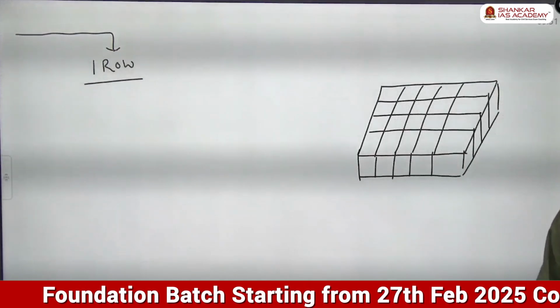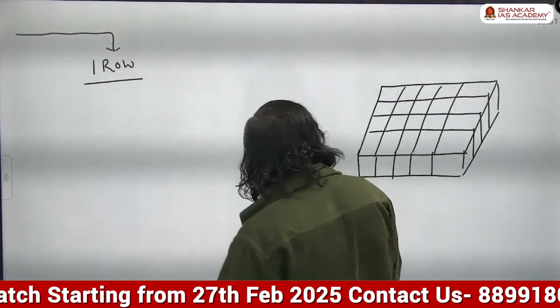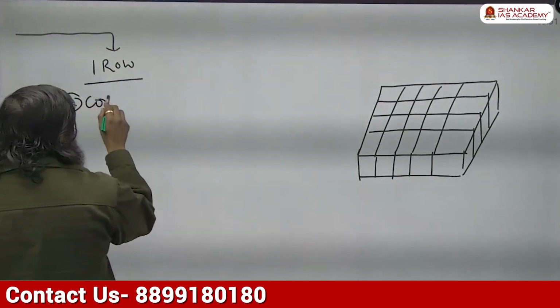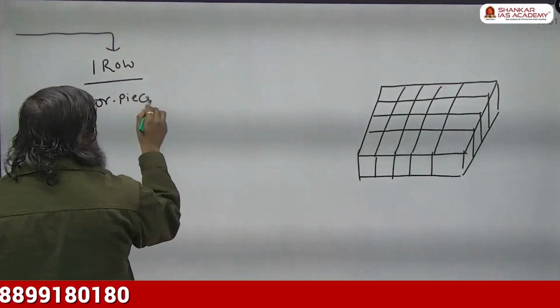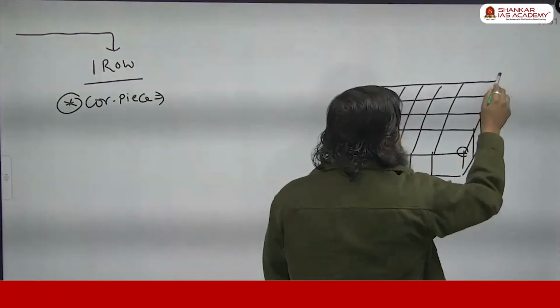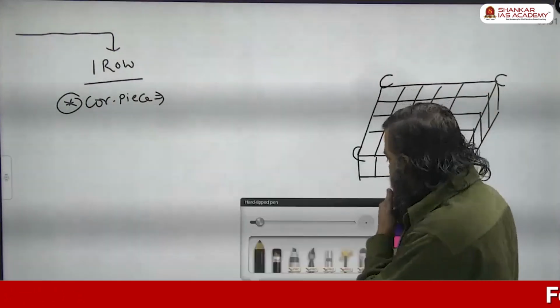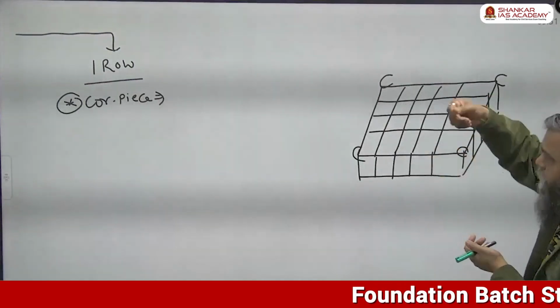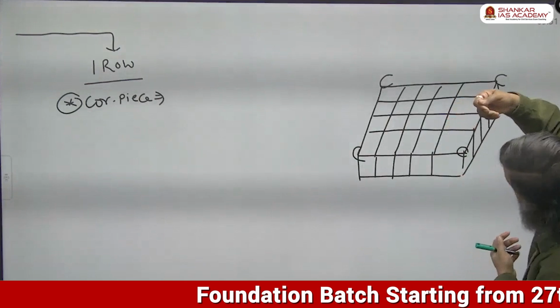How many rows? 1. Now, tell me. Corner piece is there or not? Yes, tell me, how many corner pieces are there? 4. Now tell me, each corner piece, I am not making it in the board. I am just holding it in my hand. Why? I am able to see the bottom also.